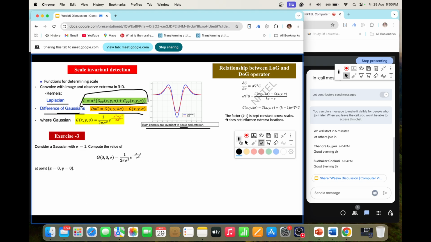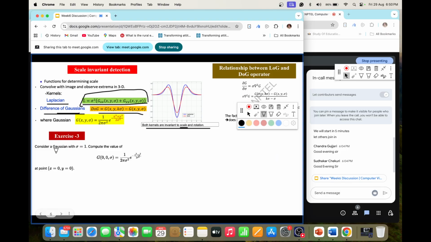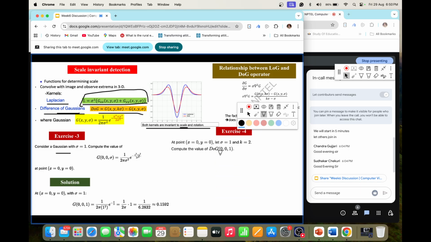Okay, how we can get the Gaussian operator of an image, and how we can get the difference of Gaussian operator of an image point. So consider a Gaussian with sigma equals 1. Sigma is nothing but the standard deviation of your Gaussian function. Each image point, or you can say the intensity of an image point, will form a Gaussian distribution. That Gaussian distribution will have some standard deviation, that is sigma equals 1, which has been given in this question.